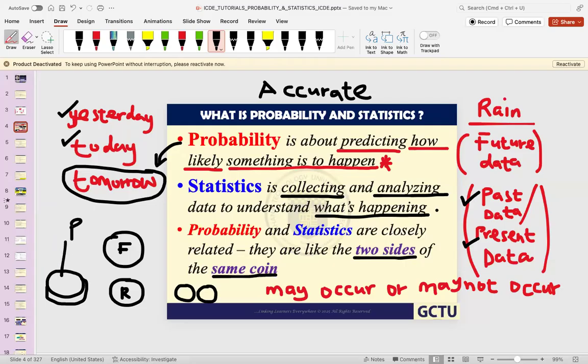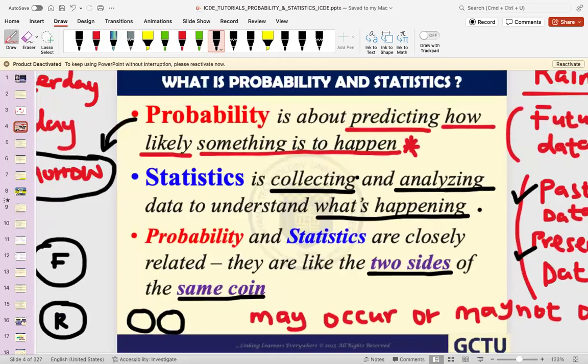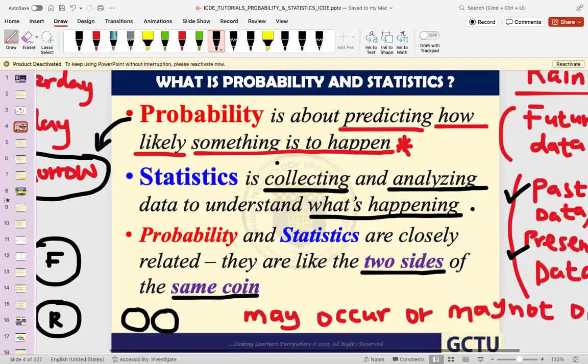Probability is up here, statistics is down here. They analyze data of three types: future data, past data, present data. And that is the course you have to take before we can do some bit of data analysis. So this is the short explanation I can give to you about probability and statistics and the reason why we have to do the two at the same time.